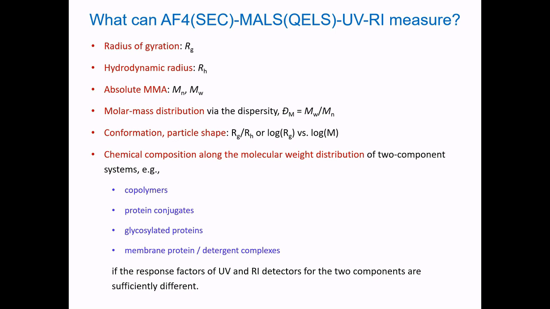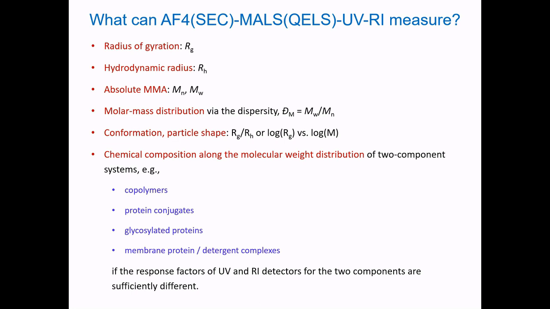If we want to extract the molecular weight moments, the use of at least one concentration detector is necessary, since the intensity of light scattering signal is proportional to the product of molecular weight and concentration. By such systems, we can determine also the molecular weight distribution of samples, which is described by the so-called parameter dispersity. Furthermore, from the form factor or by plotting a double logarithmic plot of radius of gyration versus molecular weight, we can get also information on conformation of macromolecules as well as particle shape.